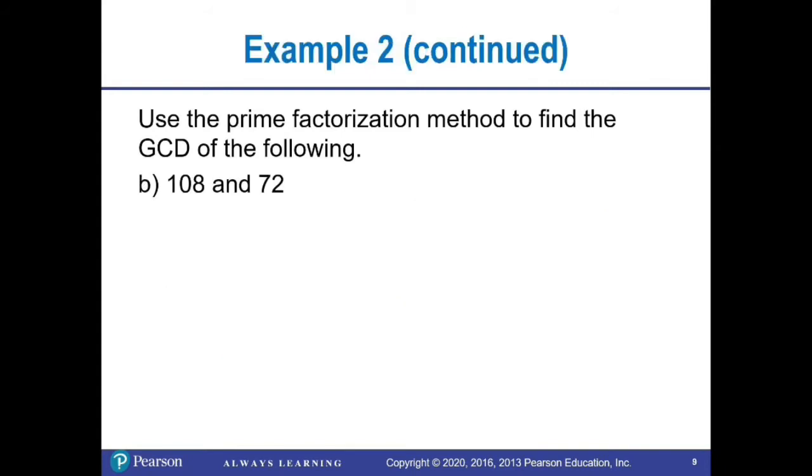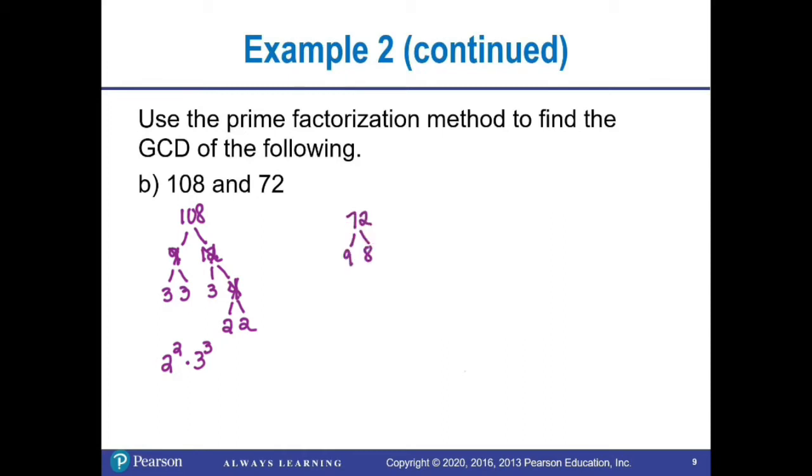Let's look at another example. 108 I can rewrite as 9 times 12. 9 I can rewrite as 3 times 3. 12 is 3 times 4. And 4 is 2 times 2. So my prime factorization of 108 is 2 squared times 3 cubed.